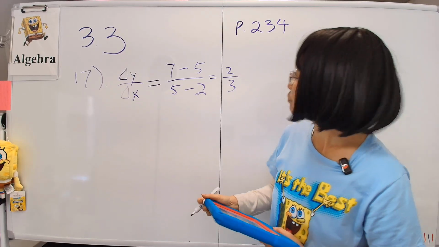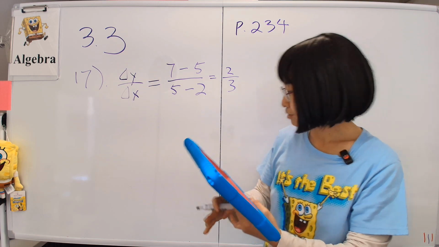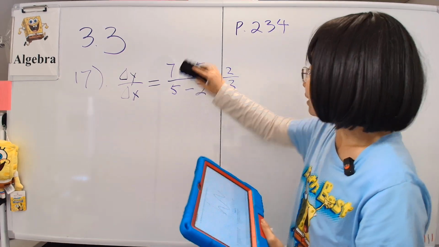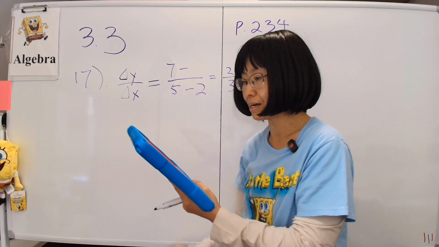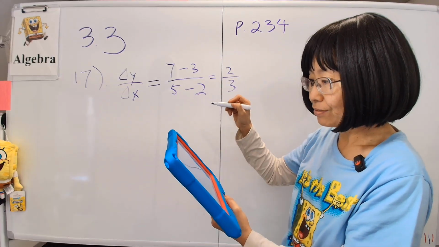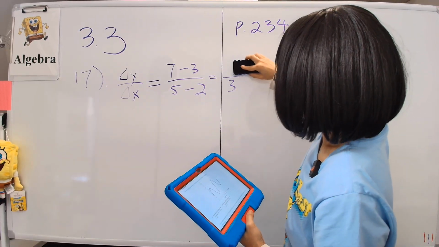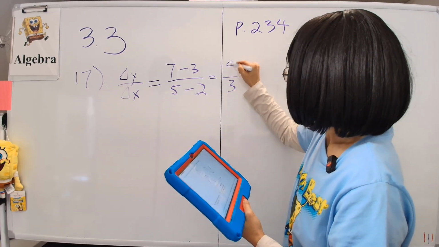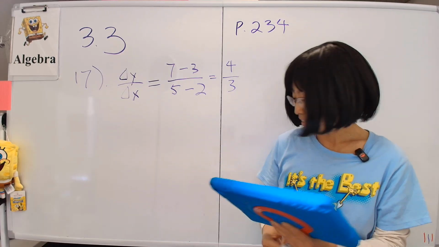Well, the book says 4/3. Did I get it wrong? 7 minus 3, because isn't that what I said? Yeah, the value at 2 is 3. Why did I say 5? I think I was confusing it with this 5. The value at 2 is 3, and the value at 5 is 7. So 7 minus 3 is 4. That's true, so 4/3 is the correct answer. Let me double check problem 17. Yep, that is it.